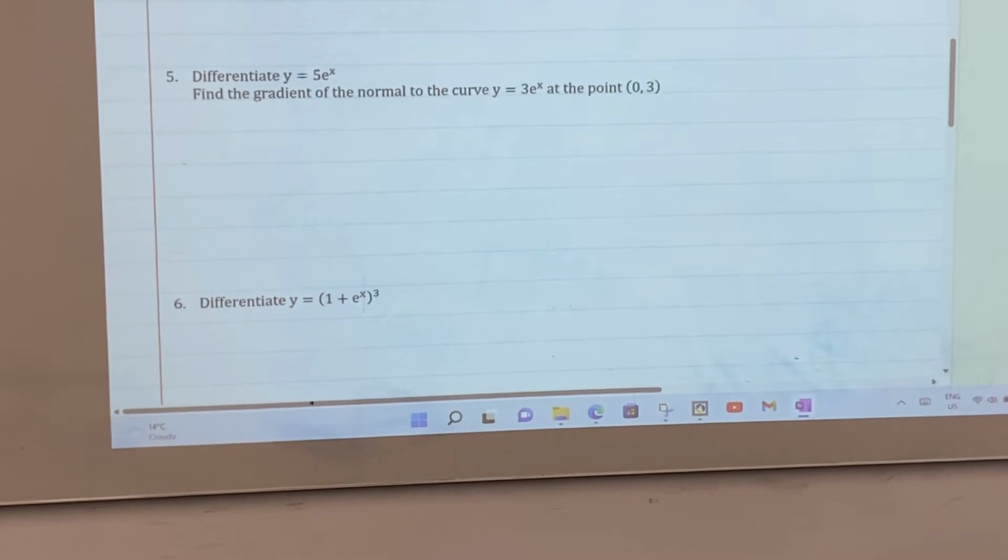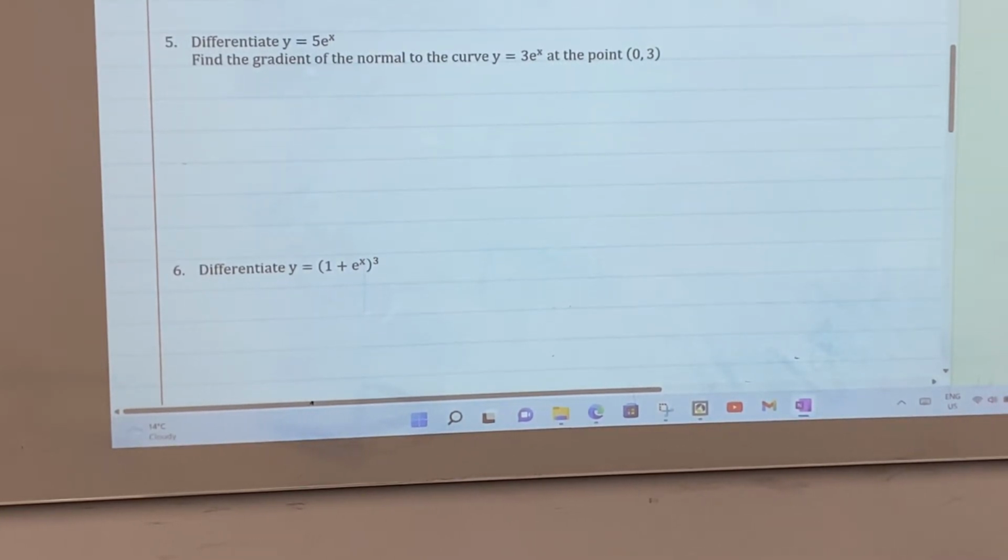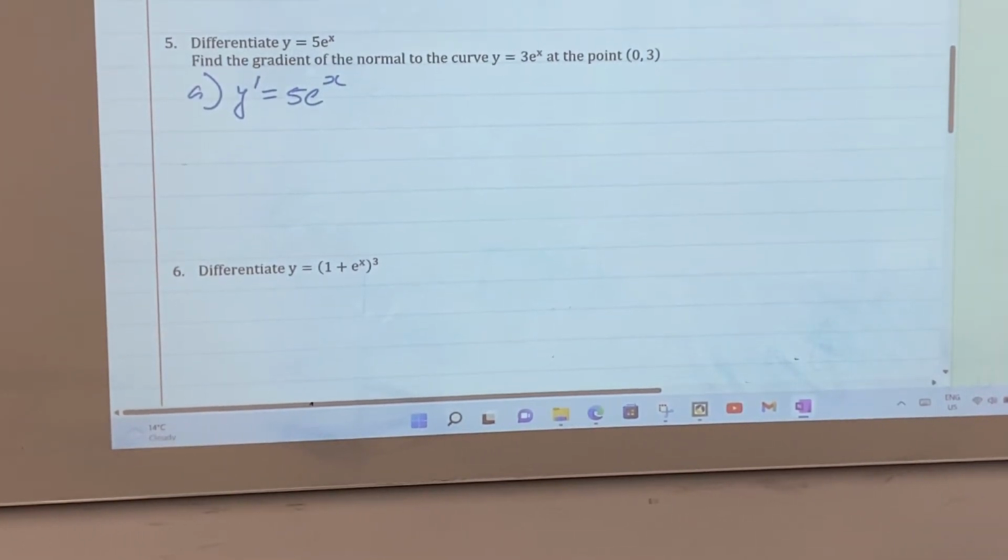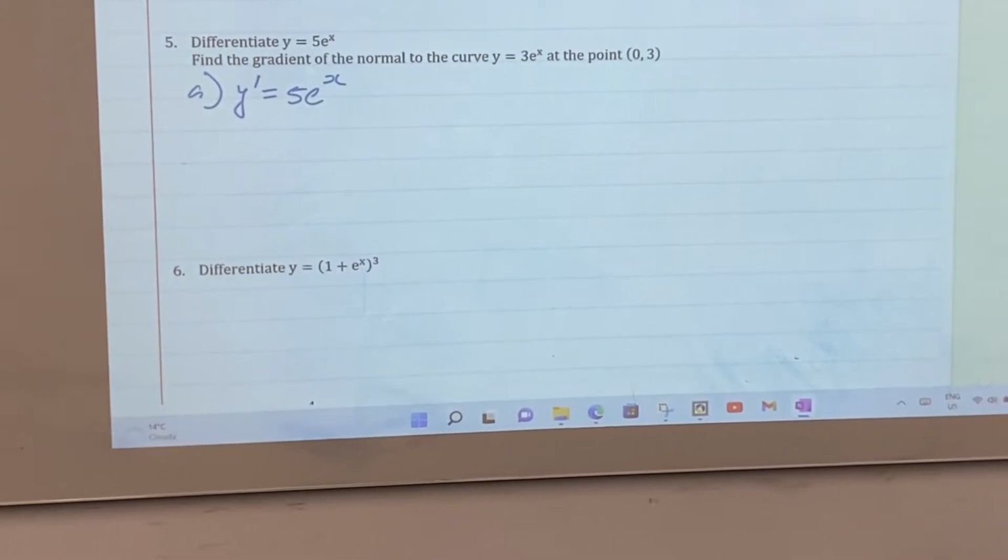Let's have a look at the next one. Differentiate y equals this. Then obviously y dash is just 5e to the power x, because when we differentiate e to the power x, we get e to the power x. From what we talked about yesterday, and I showed that using decimals.